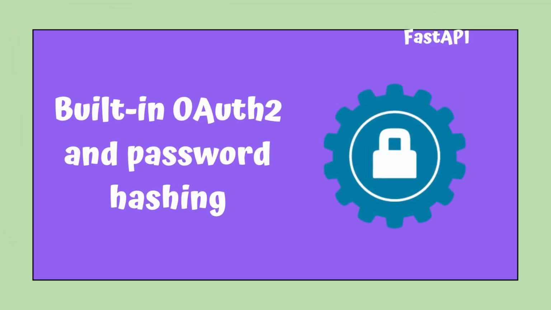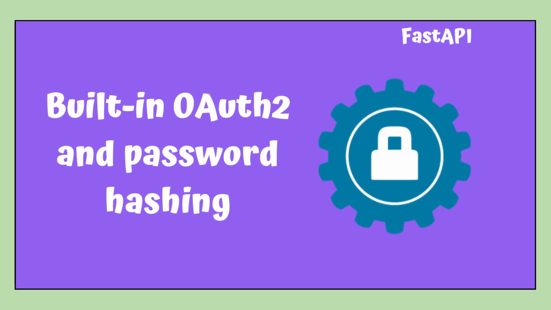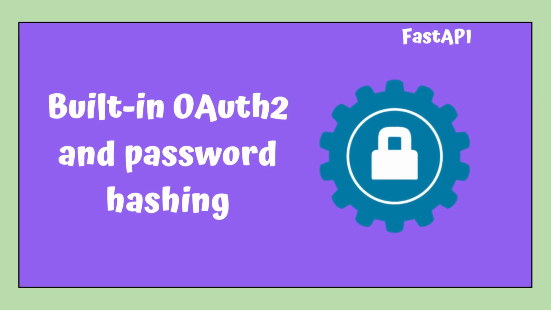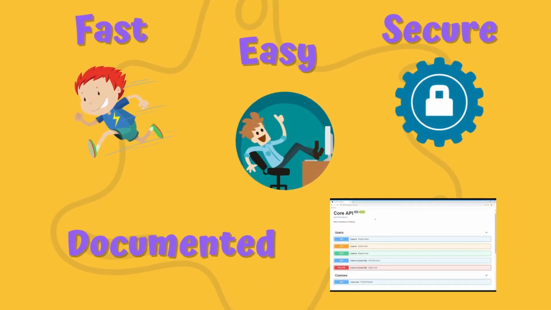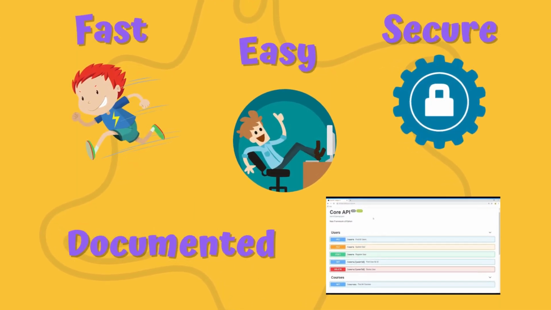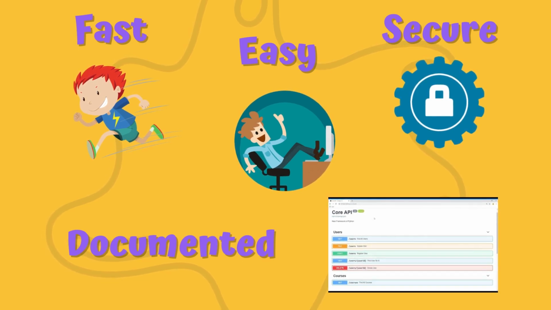Built-in OAuth 2 and password hashing. Security and authentication are built into FastAPI, making it easier to build secure applications with less effort. By using FastAPI, you are not just making your development process faster, but also ensuring that your application is secure and scalable. It's a choice that gives you a fast start and a fast finish.